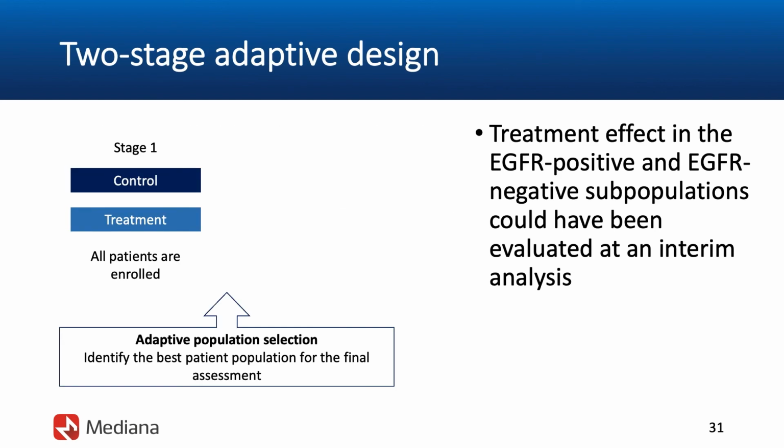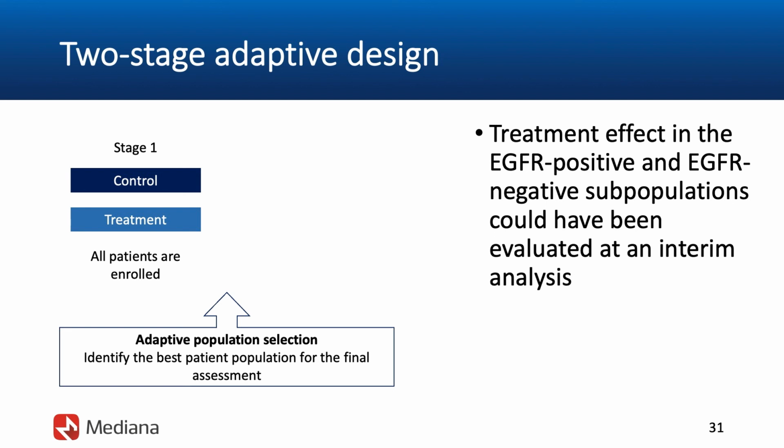Let's take a look at the following diagrams that are conceptually, of course, quite similar to what we discussed in the context of sample size re-estimation and treatment selection. Here we're looking at the data available to an external data monitoring committee at the interim analysis in this two-stage adaptive design.